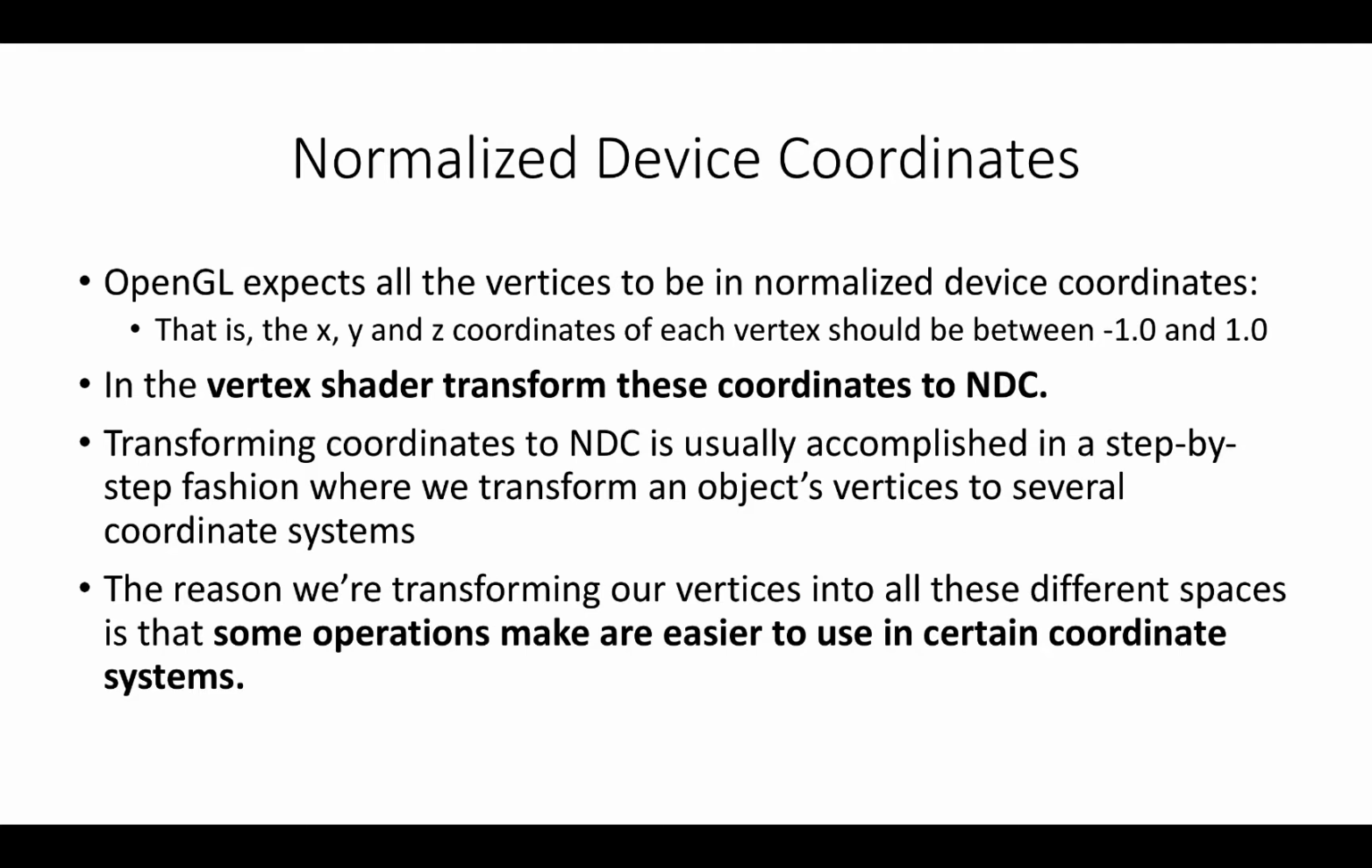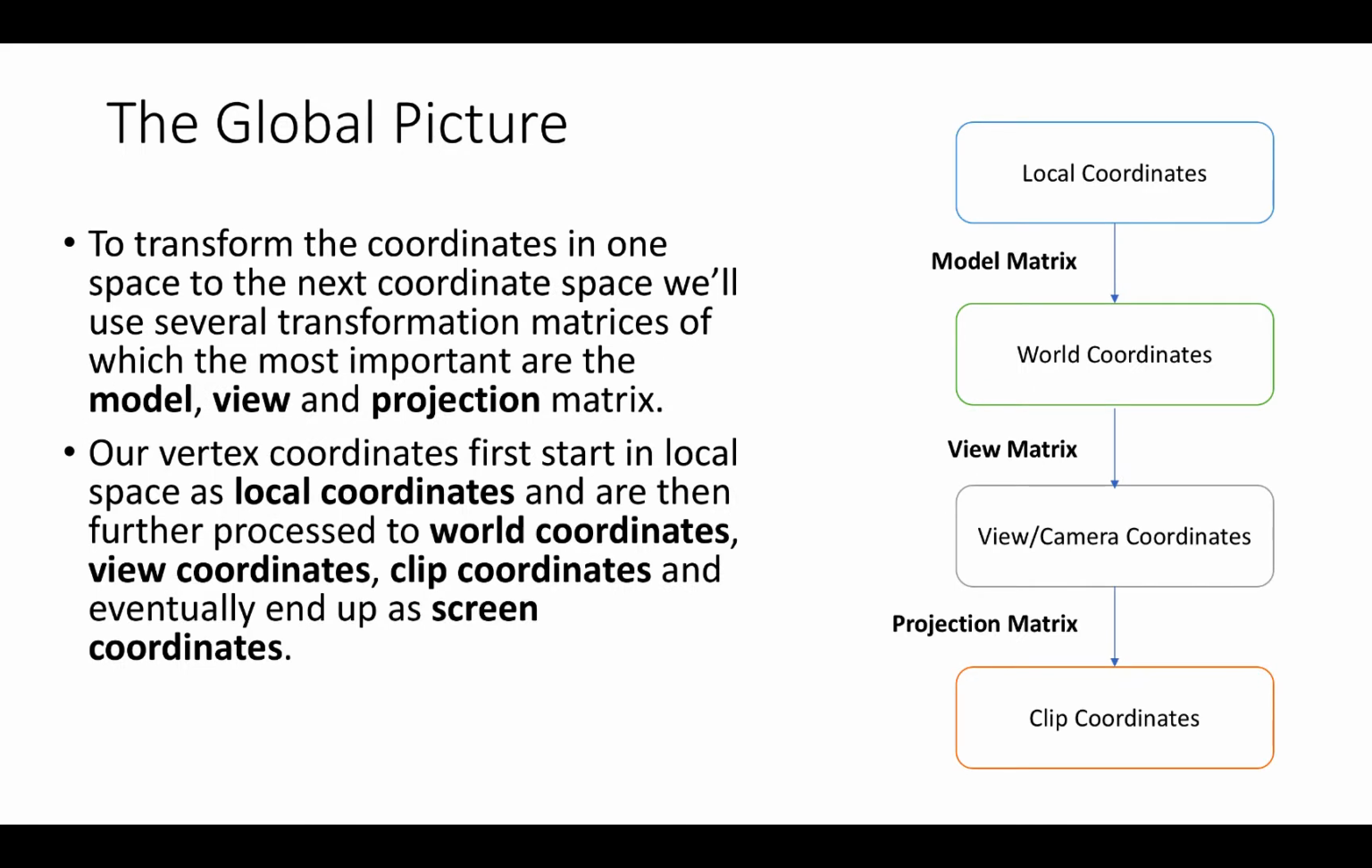Transforming coordinates to NDC is usually accomplished in a step-by-step fashion, where we transform an object's vertices to several coordinate systems. To transform the coordinates in one space to the next coordinate space, we will use three transformation matrices. The diagram on this slide displays the process and shows what each transformation does. Local coordinates are coordinates of your object relative to its logical origin. They are the coordinates your object begins in.